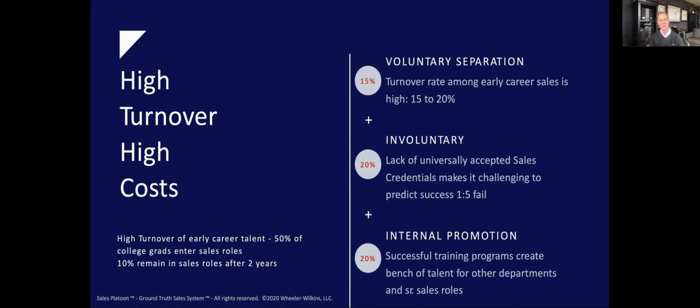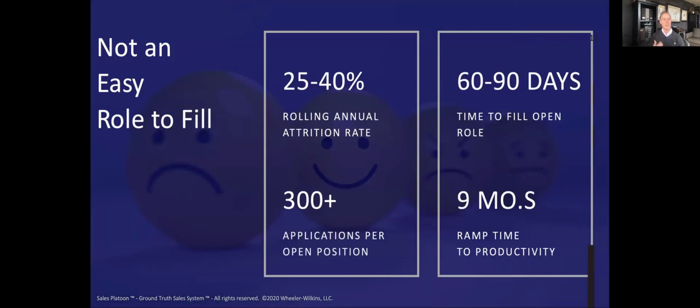We do. As we talked about, it's not an easy role to fill, and there are a lot of reasons for that. One is that we have a rolling annual attrition rate generally of 25 to 40% of our team, meaning on a sales team of 10 to 12 people, we're going to lose 2 to 4 people every year. And you may say, whoa, I don't lose 2 to 4 people a year because I fire them.